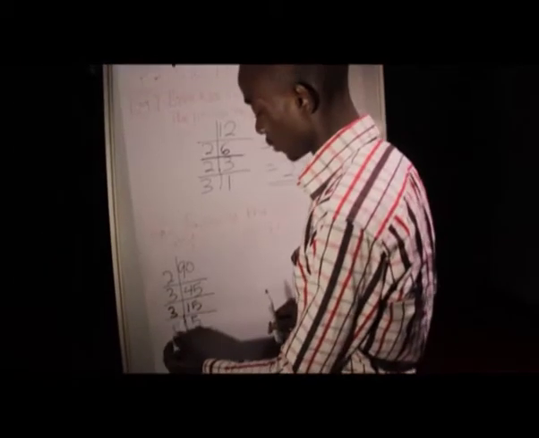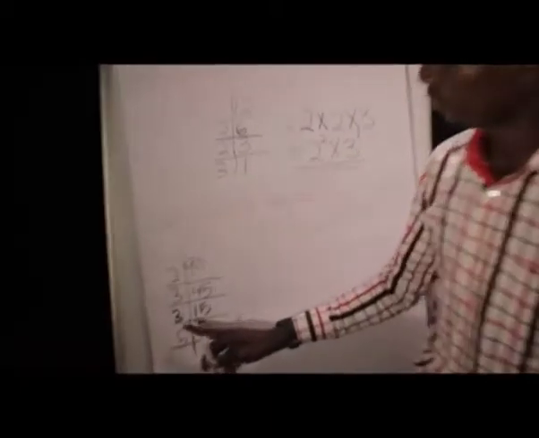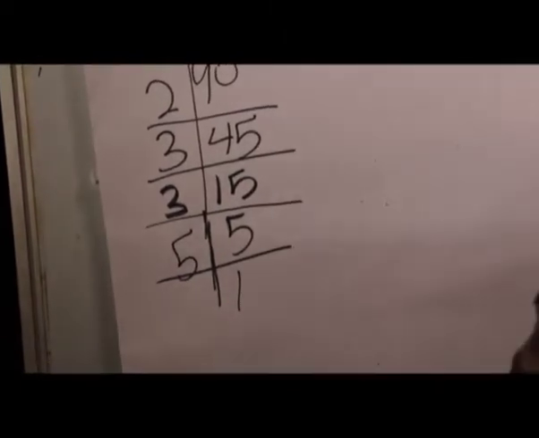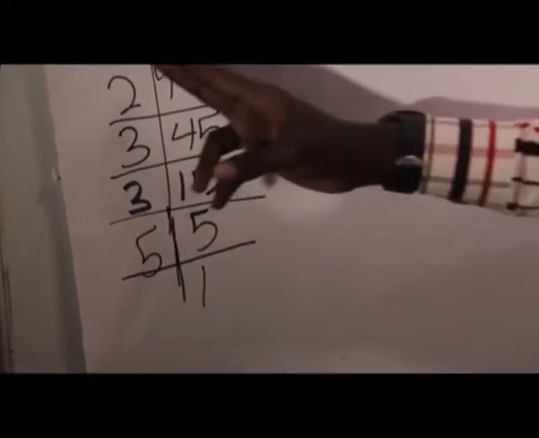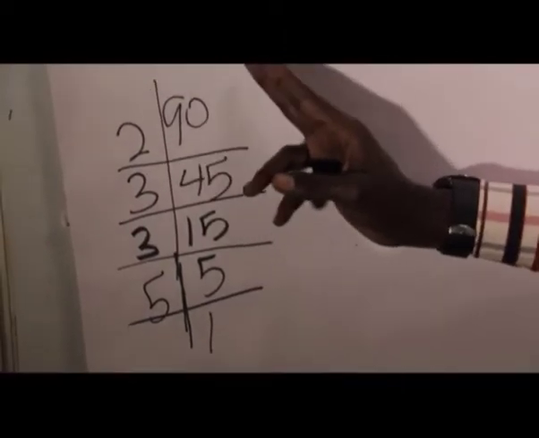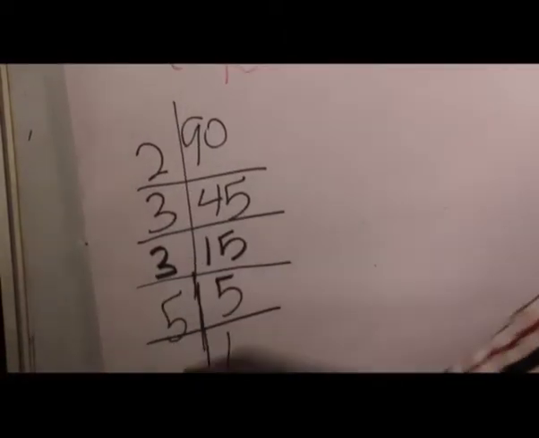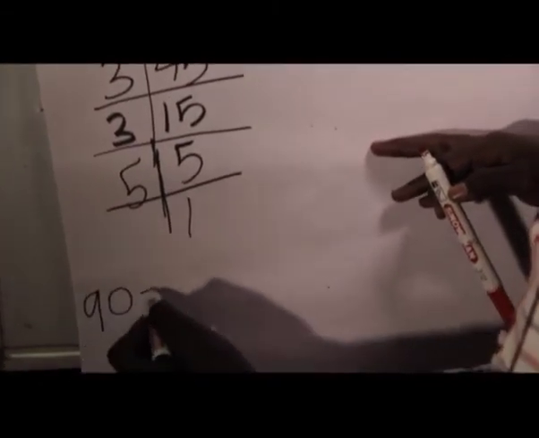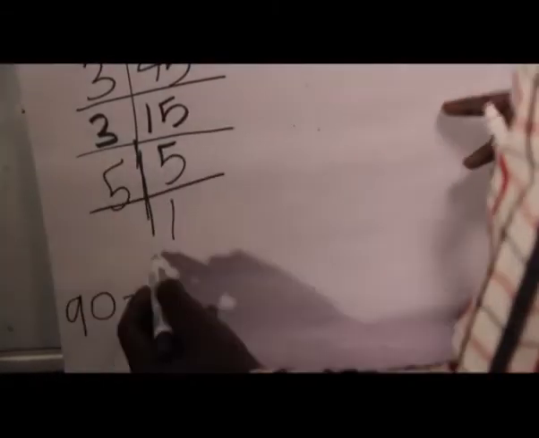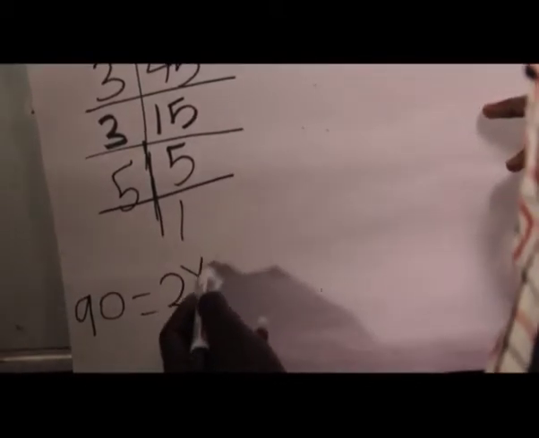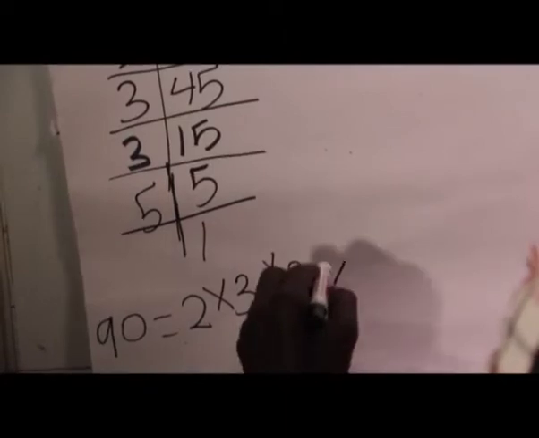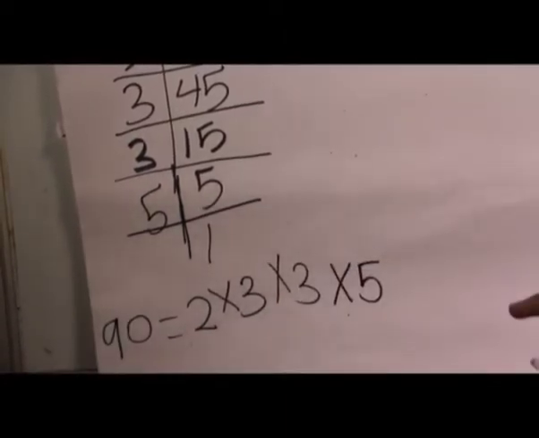So in this case, I write my 5 here. So 5 divided by 5 is going to give me 1. And we say that the moment you get the 1 here, then you stop. So what you do after that, you express this number, the 90, as a product of these numbers. So you're going to come down here and say 90 is the same as the product of these numbers. 2 times 3 times 3 times 5.